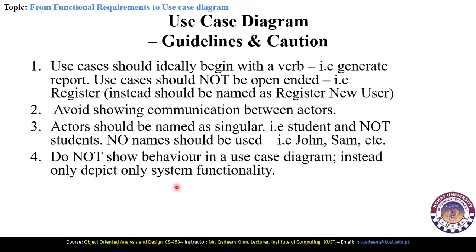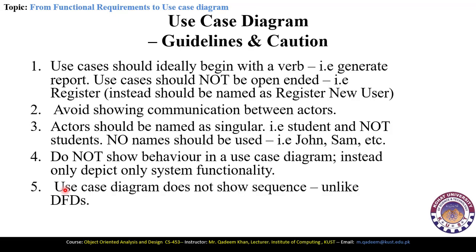Do not show behavior in a use case diagram. Instead, only depict system functionalities. By behavior, we mean the detailed level functionalities of the system. We should only depict the functionalities of the system, not the behavior of the system. A use case diagram should not show the sequence like data flow diagrams. In a data flow diagram, we provide the sequence of operations, but in the use case diagram, there should be no certain sequence of operations.